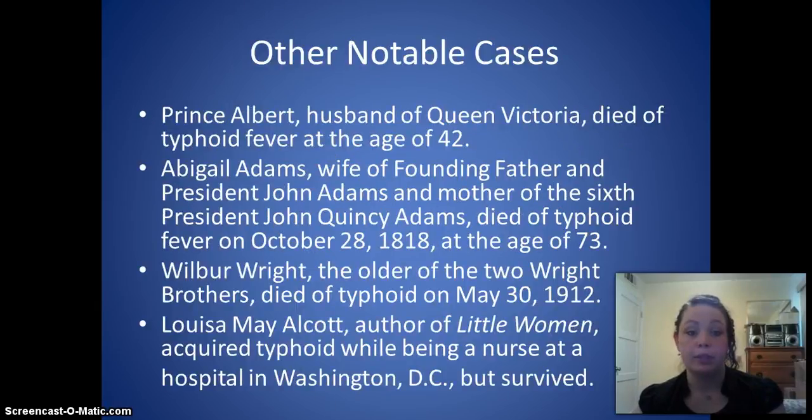Other notable cases. Prince Albert, husband of Queen Victoria, died of typhoid fever at the age of 42. Abigail Adams, wife of founding father and President John Adams, and mother of the 6th President John Quincy Adams, died of typhoid fever on October 28, 1818, at the age of 73. Wilbur Wright, the older of the 2 Wright brothers, died of typhoid fever on May 30th, 1912. Louisa May Alcott, author of Little Women, acquired typhoid while being a nurse at a hospital in Washington, D.C., but survived.